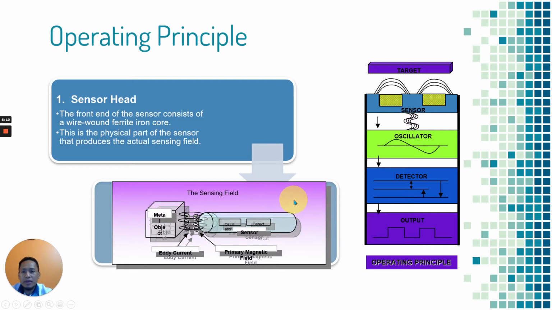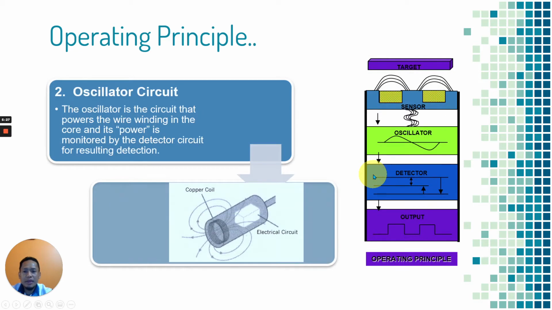The first one is the sensor head. The front end of the sensor consists of a wire-wound ferrite iron core, for example. This is the physical part of the sensor that produces the actual sensor field. And this oscillator circuit oscillates and gives power, and is monitored by a detector circuit for resulting detection.